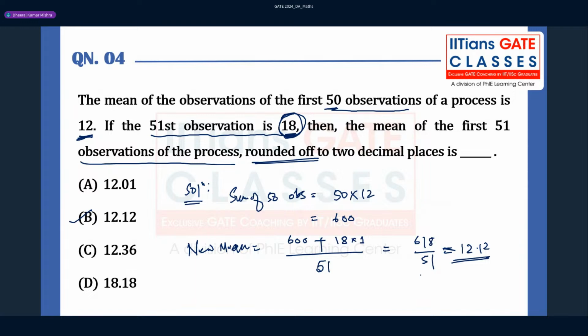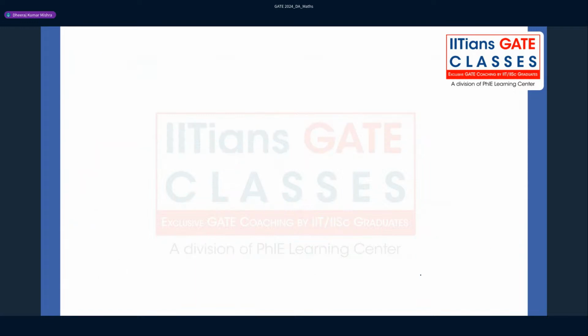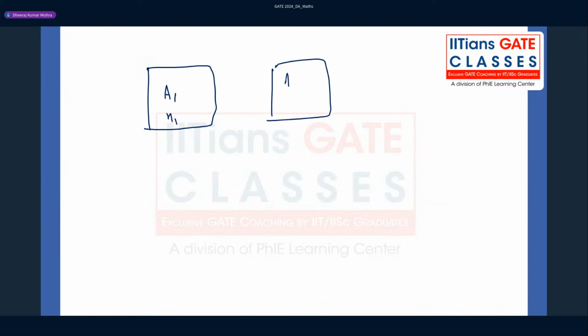Okay, you can find the sum of that, or you can also use this process. Let me tell you, you can consider two groups basically. One group has the average A1, and the number of observations is N1. And the second group has a different average, A2, and the number of observations is N2, right?